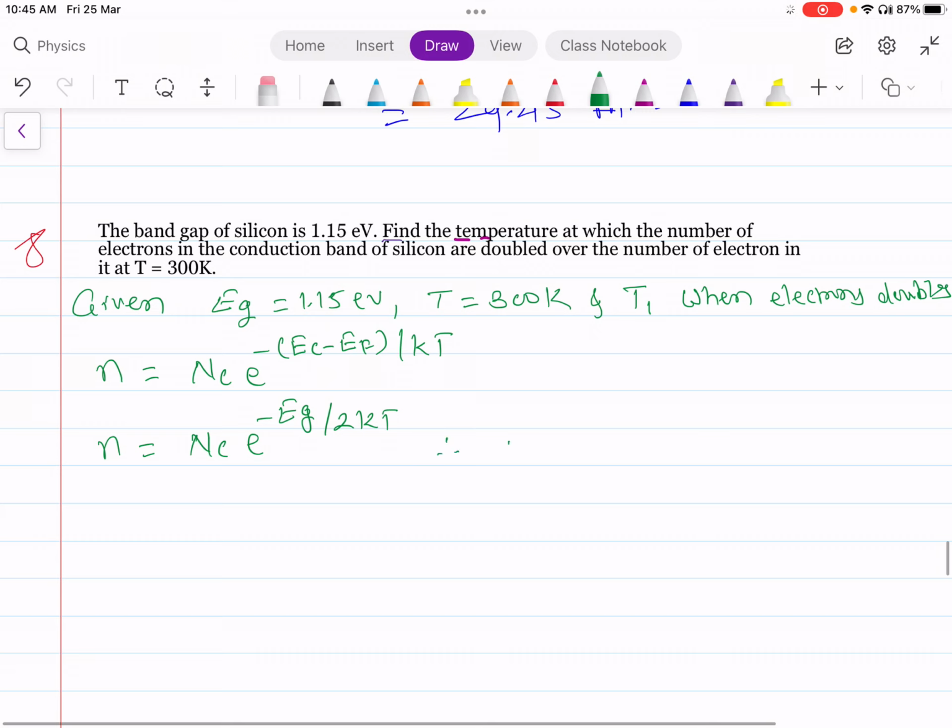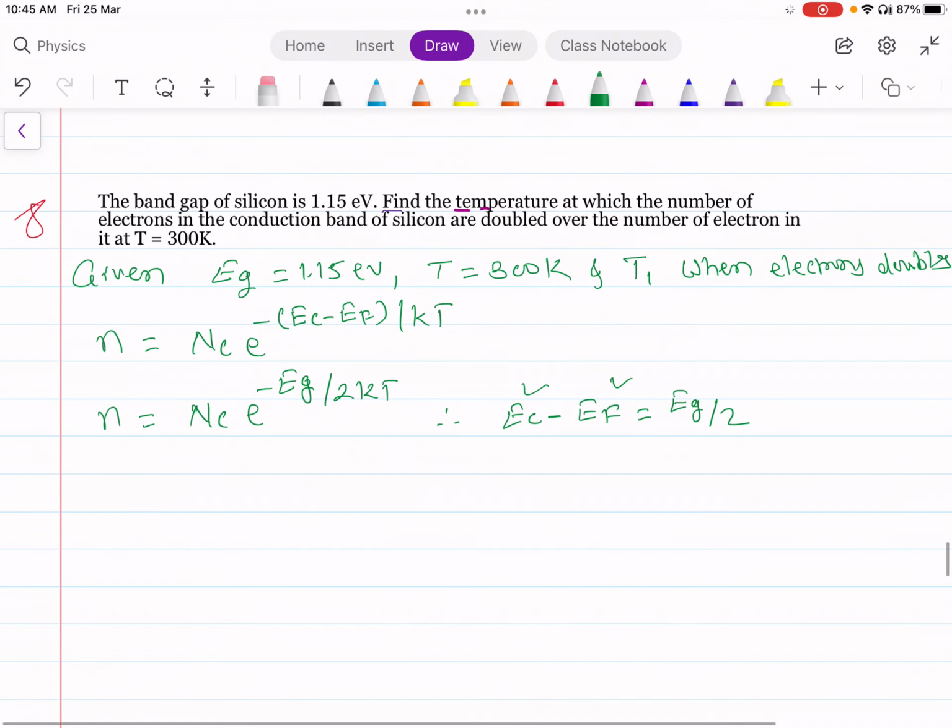As you know, Ec minus Ef is half the band gap, Eg by 2. Ec is the lowest energy level in the conduction band, and Ef is the Fermi energy level, which is in the middle of the energy gap for the intrinsic semiconductor. And so this difference is equal to Eg by 2.